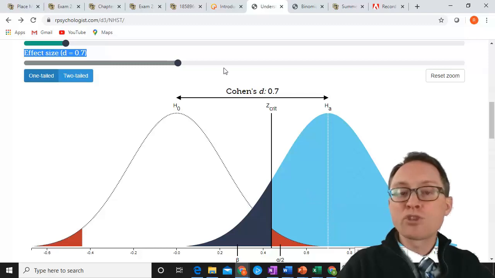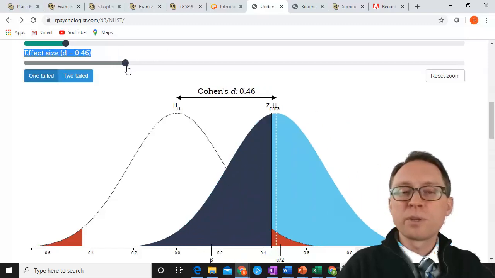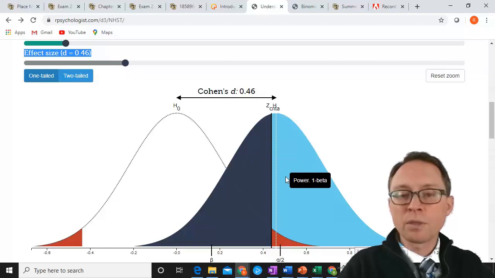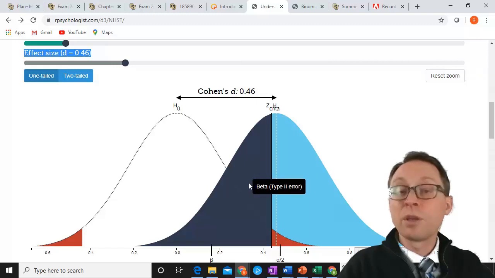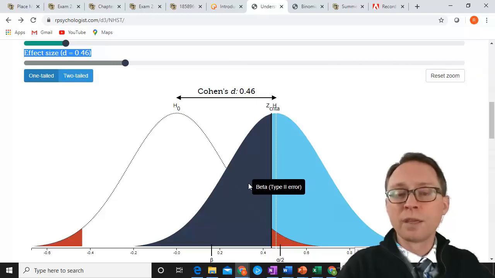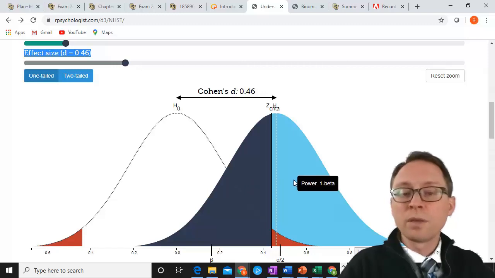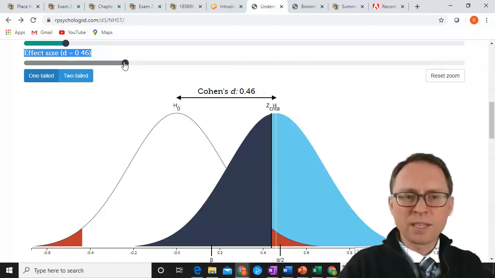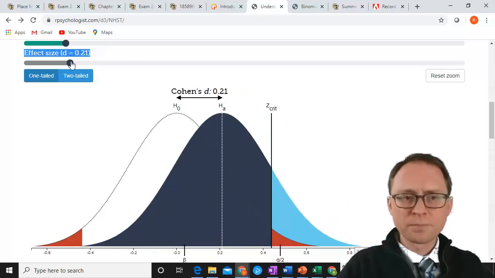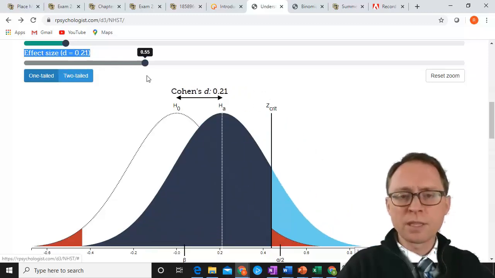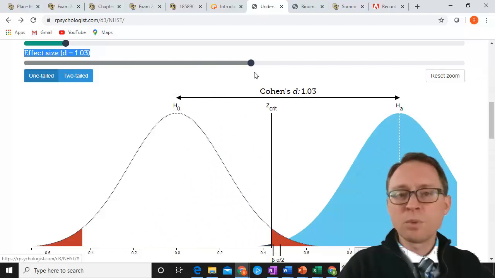And this power changes based off of several things. So what if the love potion works, but it doesn't work very well? Then this is what power would look like. And notice that the rest is going to be your beta, right? It's you going out there and saying the love potion doesn't work when it actually does work. This would be your power of you saying that it works when it does work. So it depends on how big the effect size is. You can just spread this out. And you'll see the lower the effect size, the less power. The bigger the effect size, the more power.